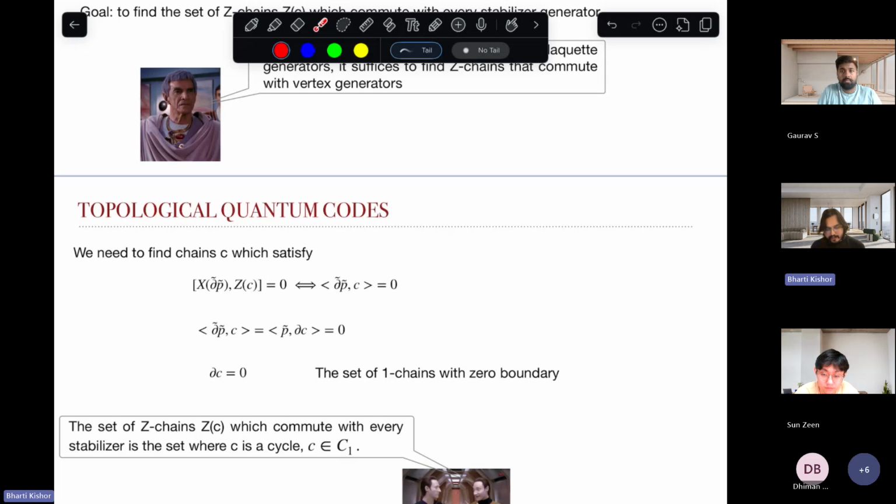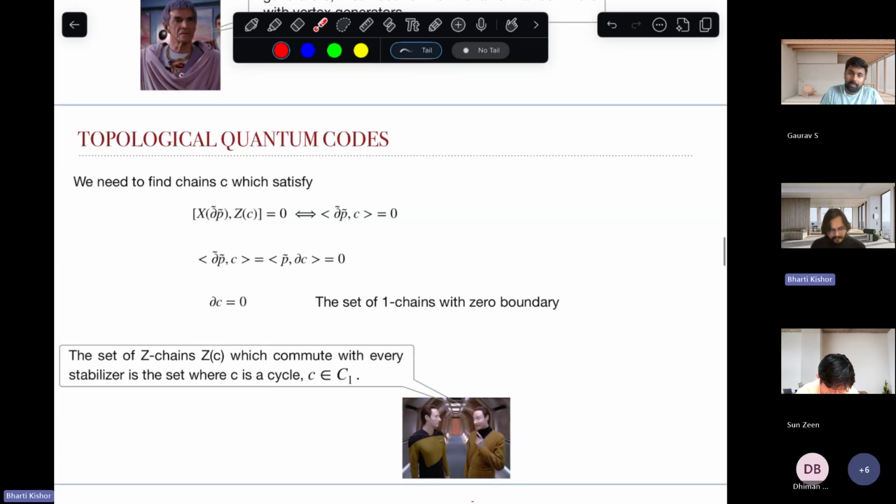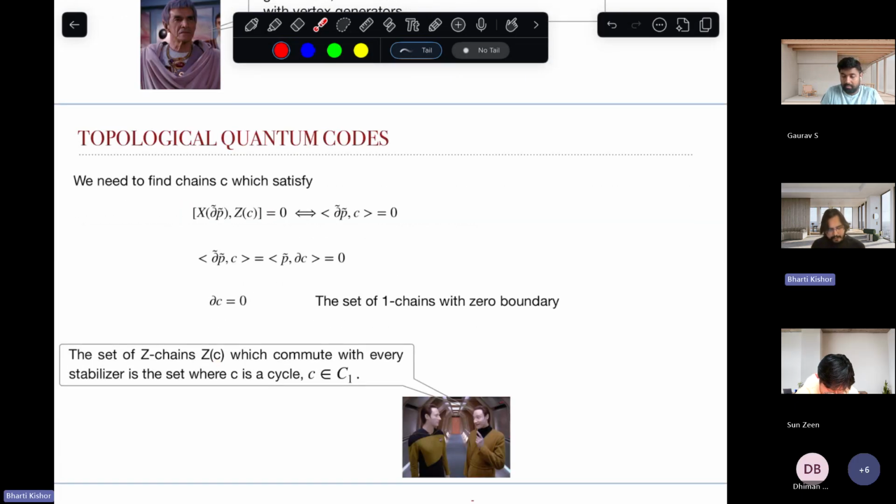So it's a set of one-chains with zero boundary. Basically it's a cycle, the chains which have no boundary. Last time I had to take like 10 minutes to explain all this argument, but now here you see we get this directly. So the set of Z chains which commute with every stabilizer is the set where c is a cycle. Got it?